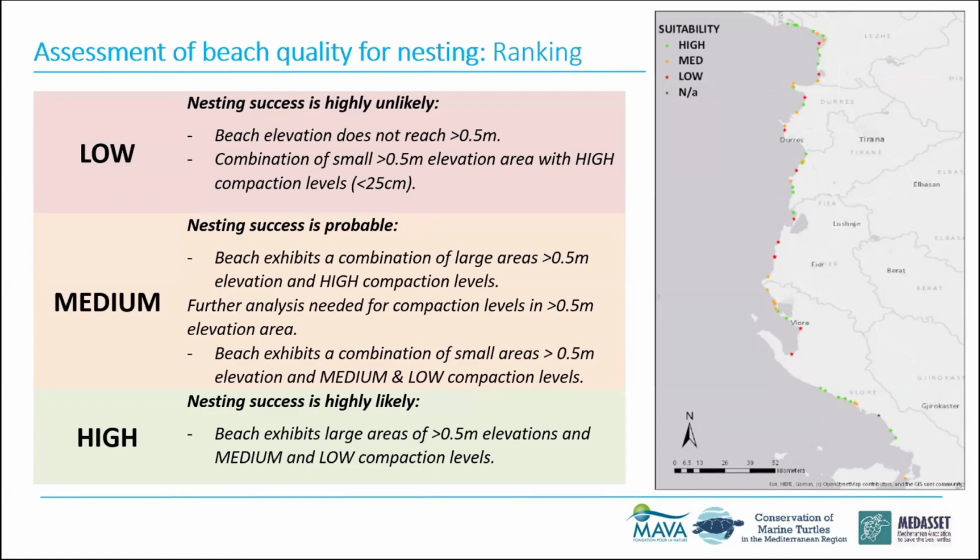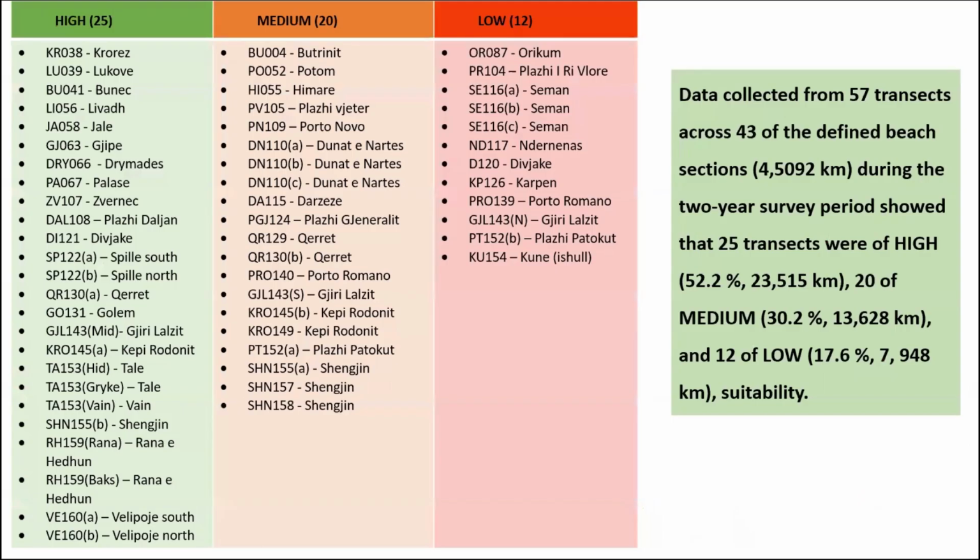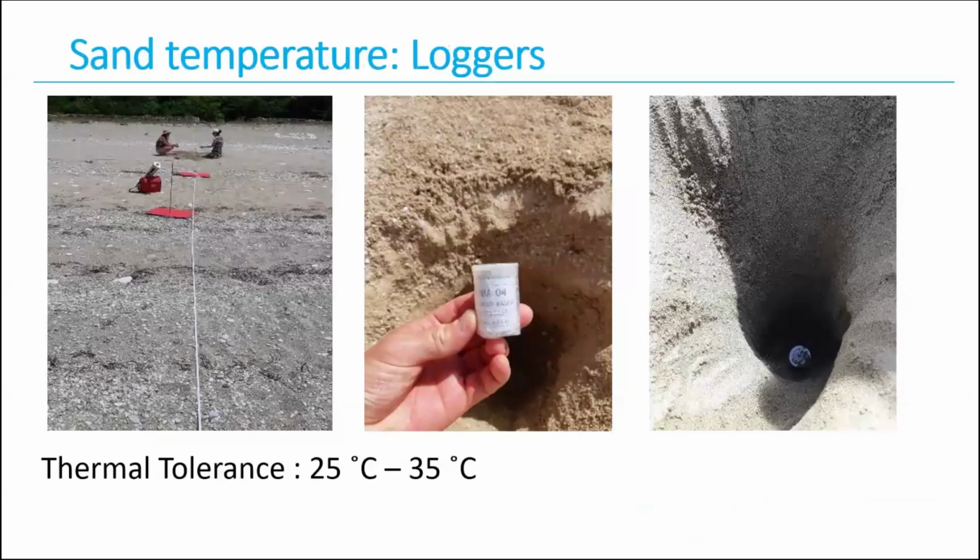So, not to speak more about this, we ended up combining these parameters with a list of beaches shown here in the map. With green, there are beaches of high suitability, orange medium suitability, and with red, low suitability. In total, we ranked 25 beaches as high suitability to support viable nesting, 20 beaches as medium, and 12 as low.